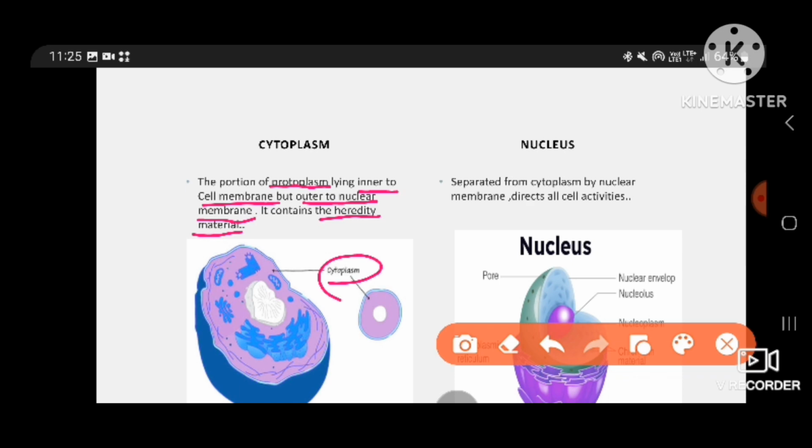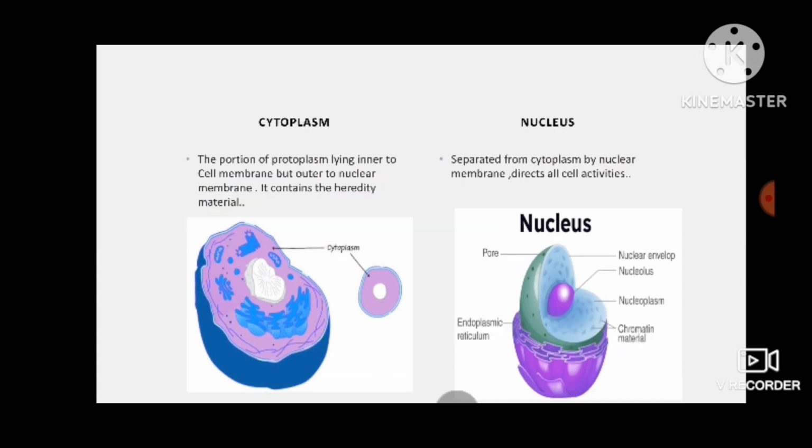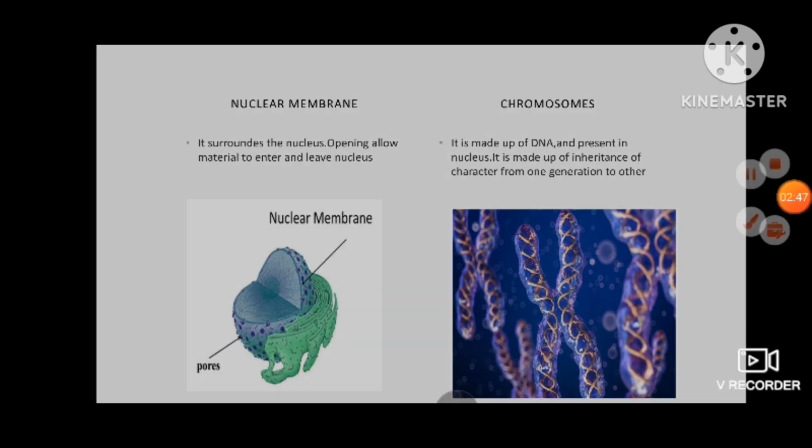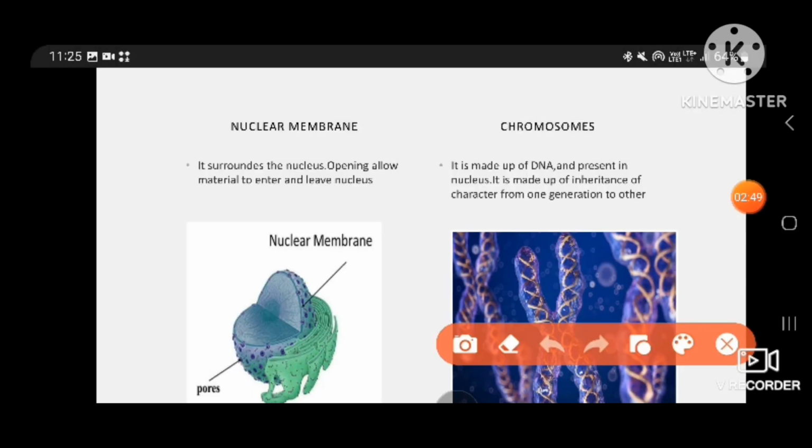Another one is the nucleus. It is separated from the cytoplasm by the nuclear membrane and it directs all the cell activities. This is the structure of the nucleus. The other one is the nuclear membrane. It surrounds the nucleus. Openings allow material to enter or leave the nucleus. In between them many pores are also present.